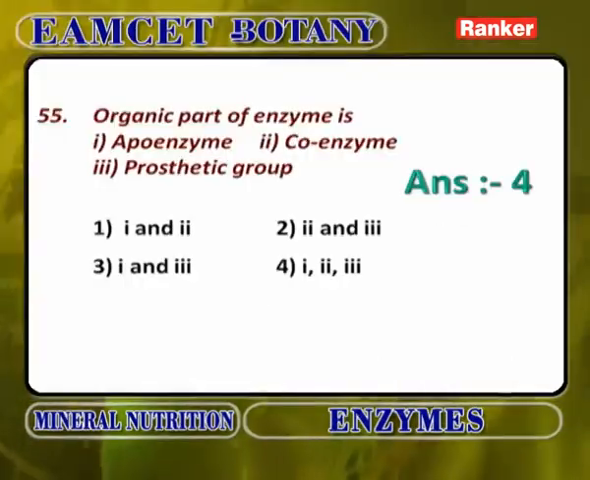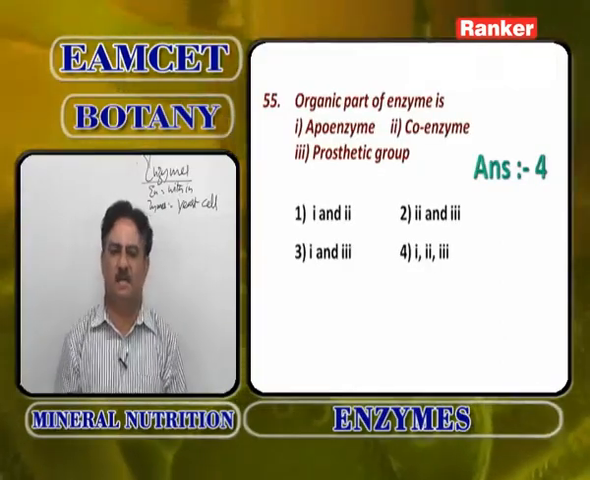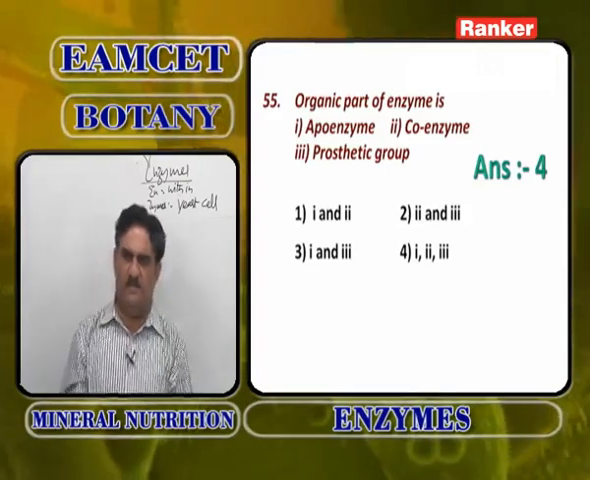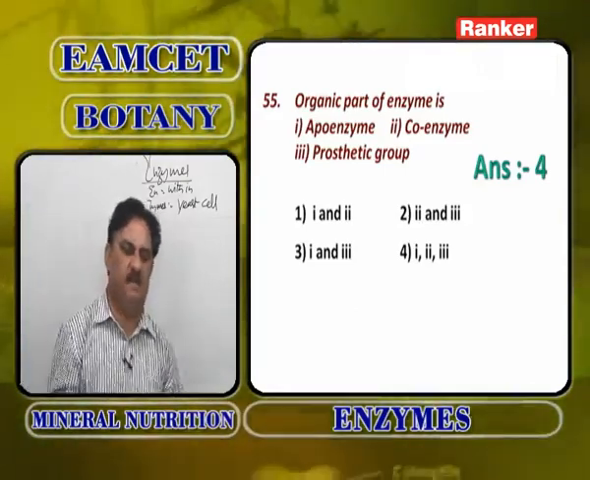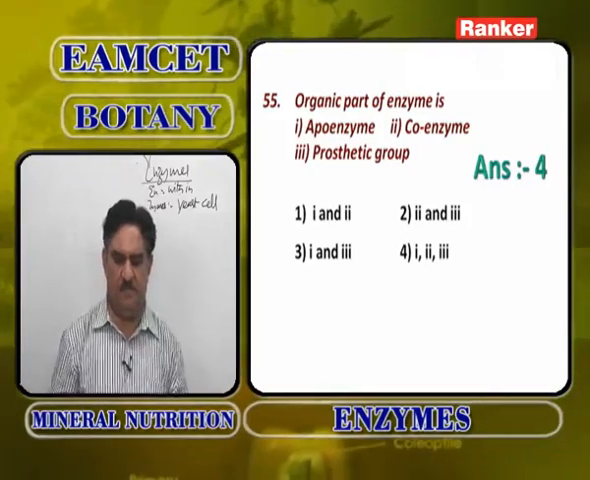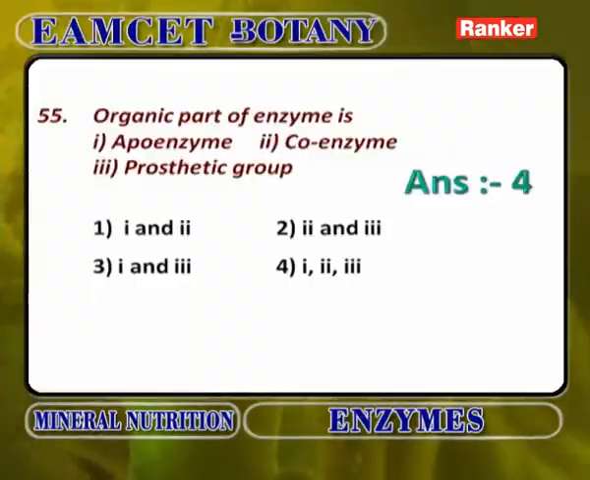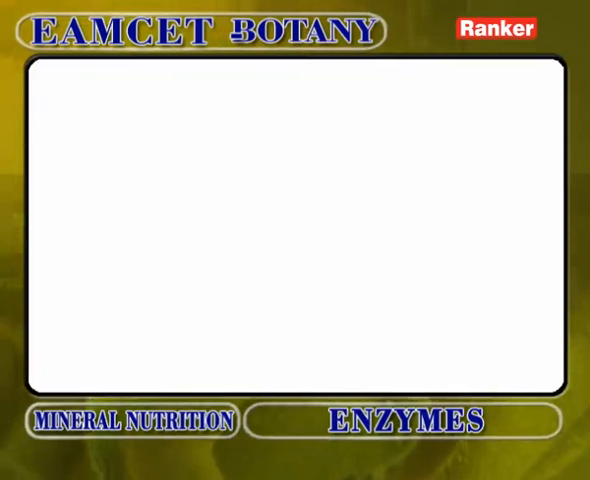So, answer 1, 2, 3. Apoenzyme is a protein, so organic part. Coenzyme is an organic part which is very loosely attached to apoenzyme. Prosthetic group is an organic part which is very tightly attached to the apoenzyme. So, the organic part of enzymes is apoenzyme, coenzyme and prosthetic group. Answer is 4.